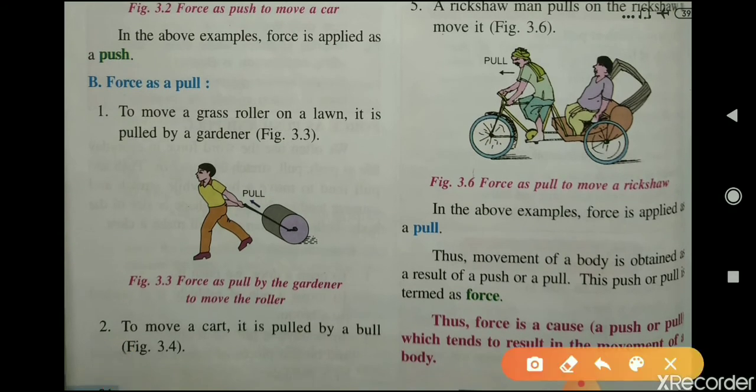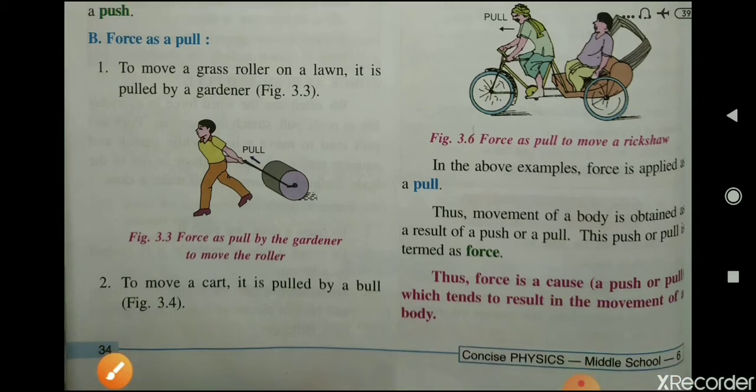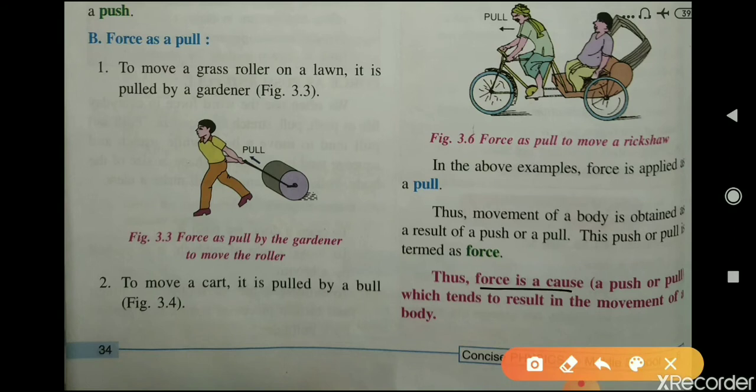Thus, the movement of a body is obtained as a result of push or pull. In all these cases, the body moves when the force is applied as a push or a pull. So I hope you understood what force as a push or pull is. Thus, force is a cause which tends to result in the movement of a body, and because of the force the body moves. So it can be either a push or a pull. In both the cases, the body moves.